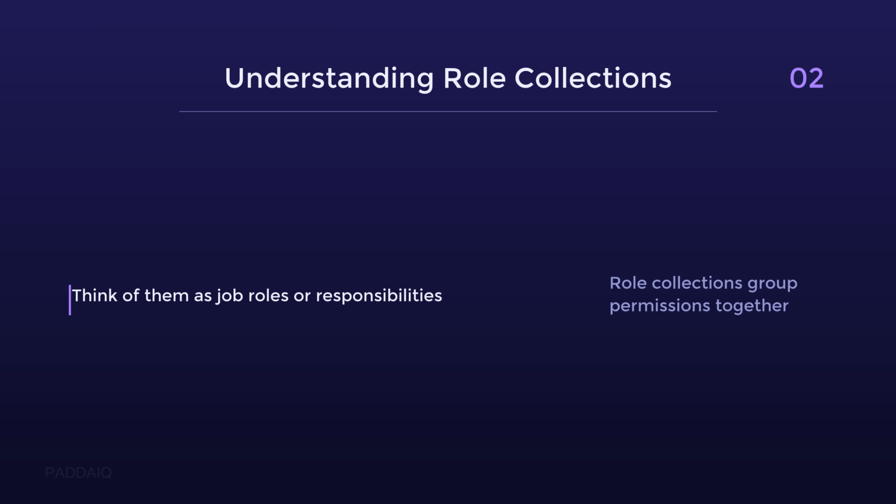Think of them as job roles or responsibilities. This means role collections group permissions needed for specific tasks, just like a job description outlines duties. For example, a developer role collection grants access to build apps but not approve budgets. Assigning the right role collections ensures users have exactly the access they need to perform their jobs effectively.